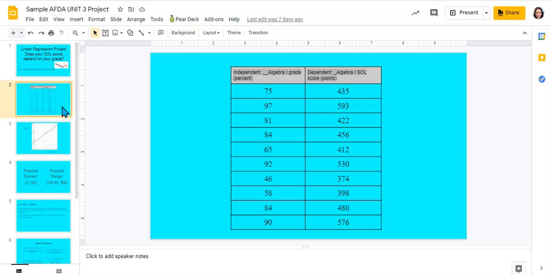So in my survey, I asked students what was their Algebra 1 grade and what was their Algebra 1 SOL. And I recorded those on the table here. If you do a survey, you can do the same. Or if you find a data set online, your X column might be the year, or it might be a month or something like that, and then the Y would be the thing that changed over time.